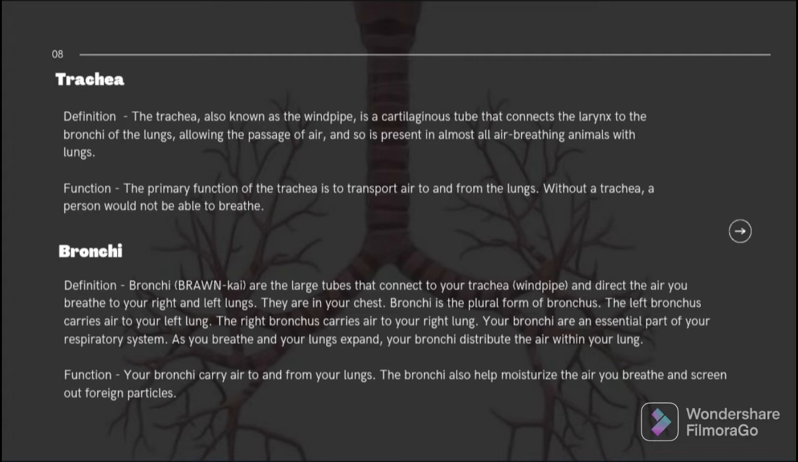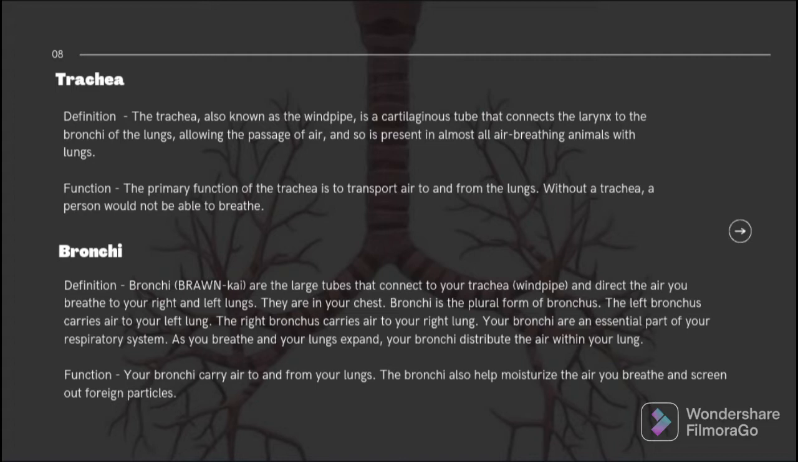Your bronchi are an essential part of your respiratory system. As you breathe and your lungs expand, your bronchi distribute the air within your lungs. The bronchi are the two large tubes that carry air from your windpipe to your lungs. You have a left and right main bronchus, one for each lung. After the main bronchi, these tubes branch out into segments that look like tree branches.